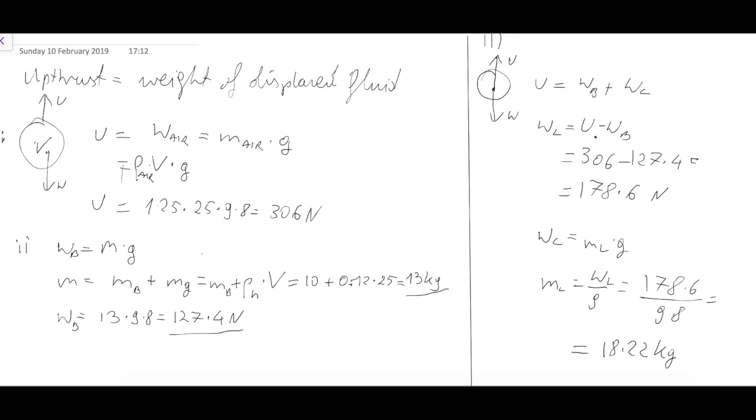To find the weight of the load, we need to subtract the weight of the balloon from the upthrust. We calculated those two values earlier, so substituting 306 minus 127.4, we get the weight of the load of 178.6 newtons. Now we know that weight of the load is mass of the load times gravity, so mass of the load is weight divided by gravity, which is 178.6 divided by 9.8, and that's 18.22 kilograms.